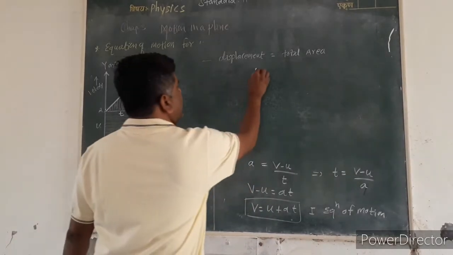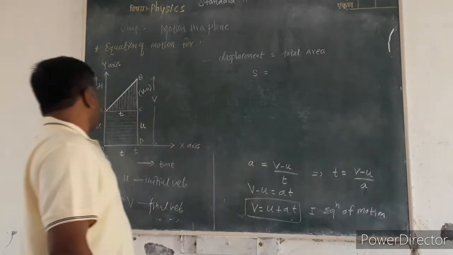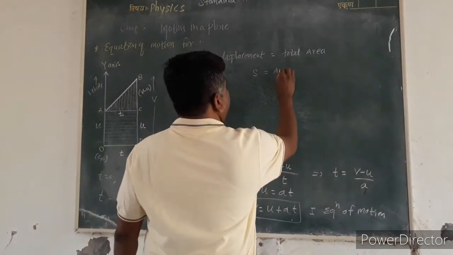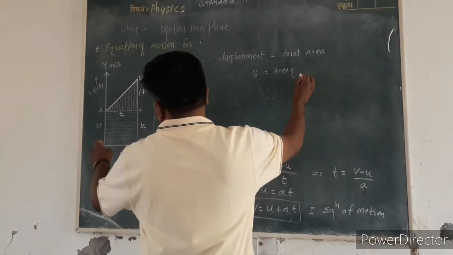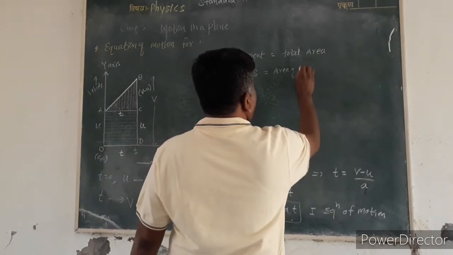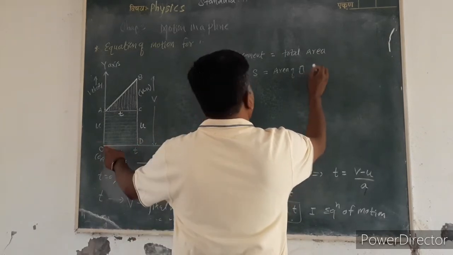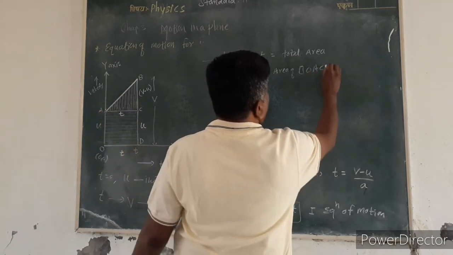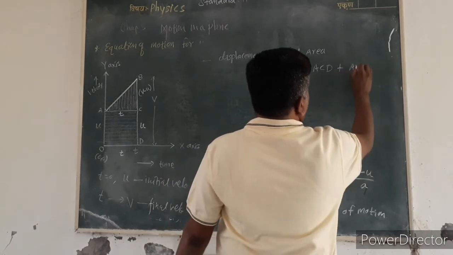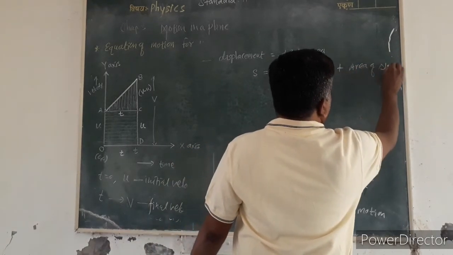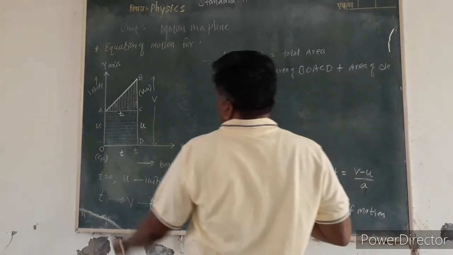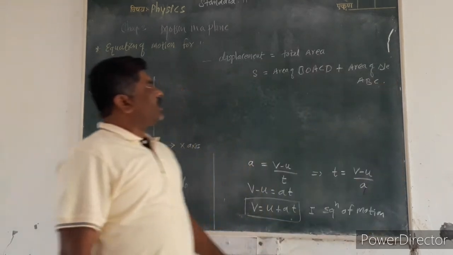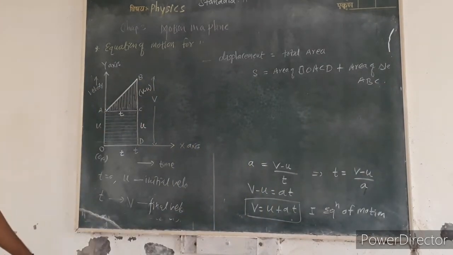Suppose displacement is S, the total area, that is the area of the rectangle OACD plus the area of triangle ABC. This is the displacement of the particle.